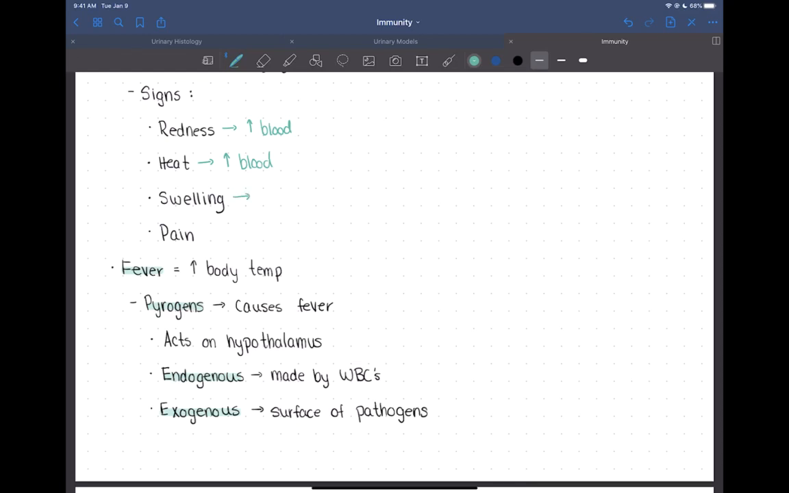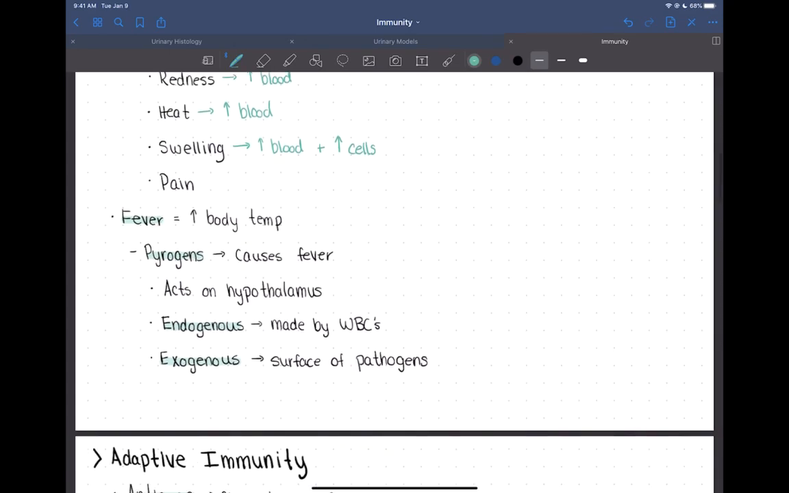Swelling could be from increased blood flow, but it can also be from increased cells. White blood cells and phagocytes are all going to be moving into that area, chemotaxis, right? They're going to move towards that histamine signal. All right, and then pain definitely is part of inflammation. This swelling and damage and a lot of extra blood flow is going to actually cause pain as well.